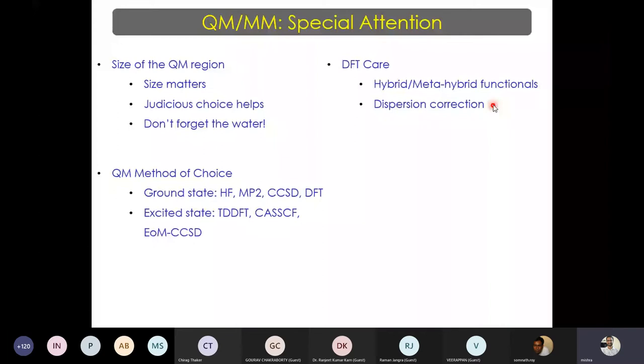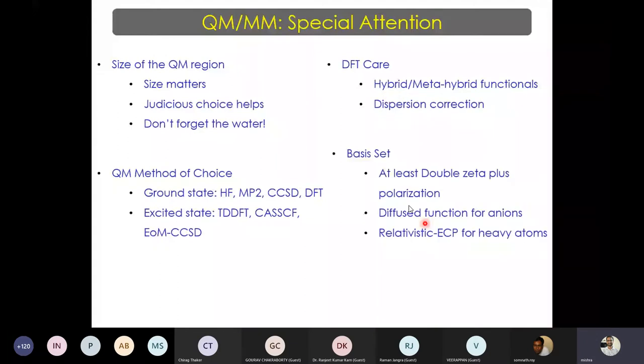The basis set, I unfortunately did not describe what all they can do, but for those of you who do this calculation, at least use a double zeta basis plus polarization. This polarization is extremely important. If you have an anionic system or a negative charge somewhere in your QM region, you are advised to use a diffuse function for that. If you have heavy atoms or metals, then always consider relativistic effective core potentials.